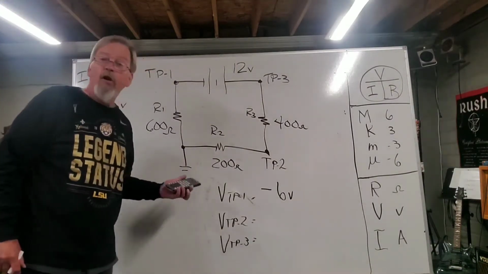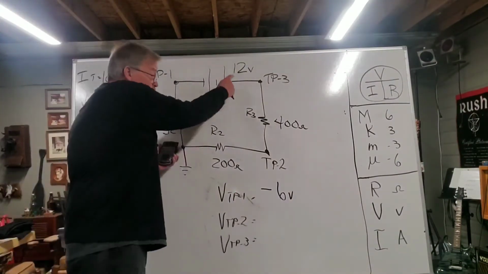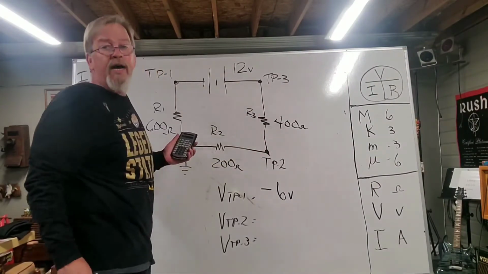Now, if I want the voltage for test point 2, I'm going to do the same thing. But I'm also noticing now that test point 2 is on the positive side of that source.